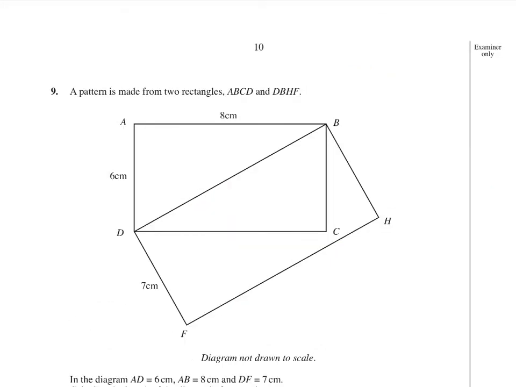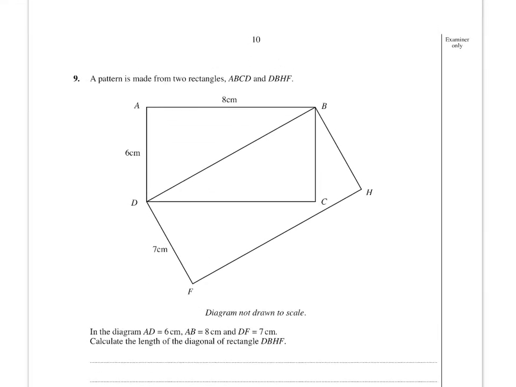Okay, and so this question here says, in the diagram, AD is 6, so I'm just reading off down here, sorry, AB is 8 and DF is 7. Calculate the length of the diagonal on the rectangle DBHF. So what is DBHF? Well, do what it says. Go from D to B to H to F. So it's this one here. So it wants to know what all of this line here is from D to H, the length of that diagonal there. Okay, so to do that, I want to use Pythagoras' theorem.